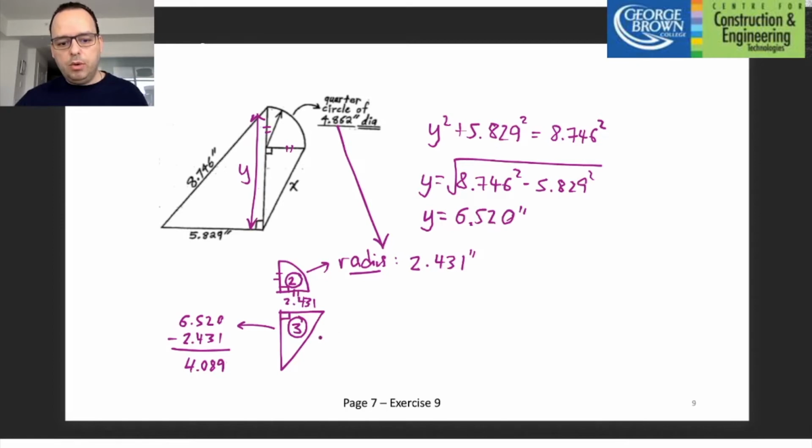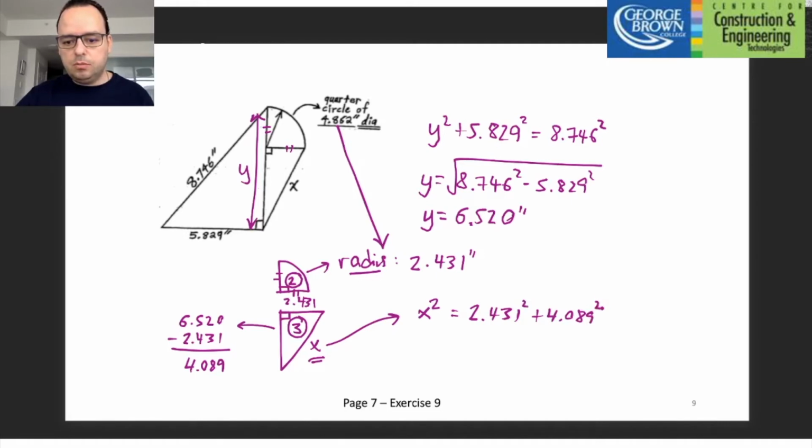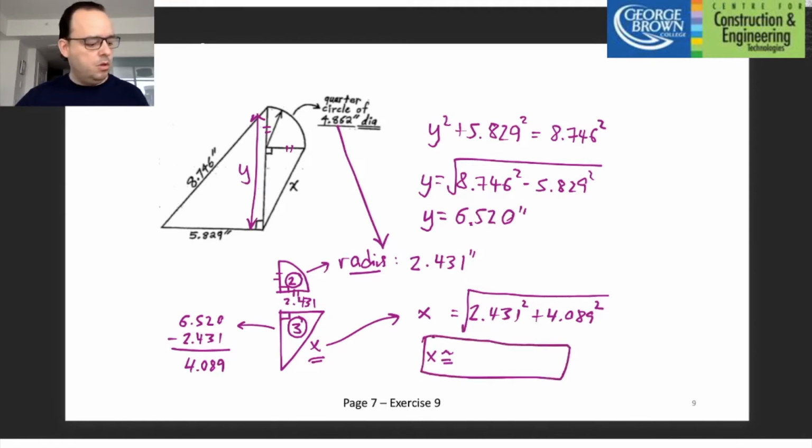Now we can go back and write the Pythagorean theorem and solve for x. Since x is the longest side on this triangle, we'll have x by itself. So x squared equals 2.431 plus 4.089 with the squareds. We can take the square root of both sides, and you can do that in 2 steps. I'm just doing it in 1 step so that I have a nice compact presentation for you. Ultimately, when you evaluate that, you'll get x is 4.757 inches.